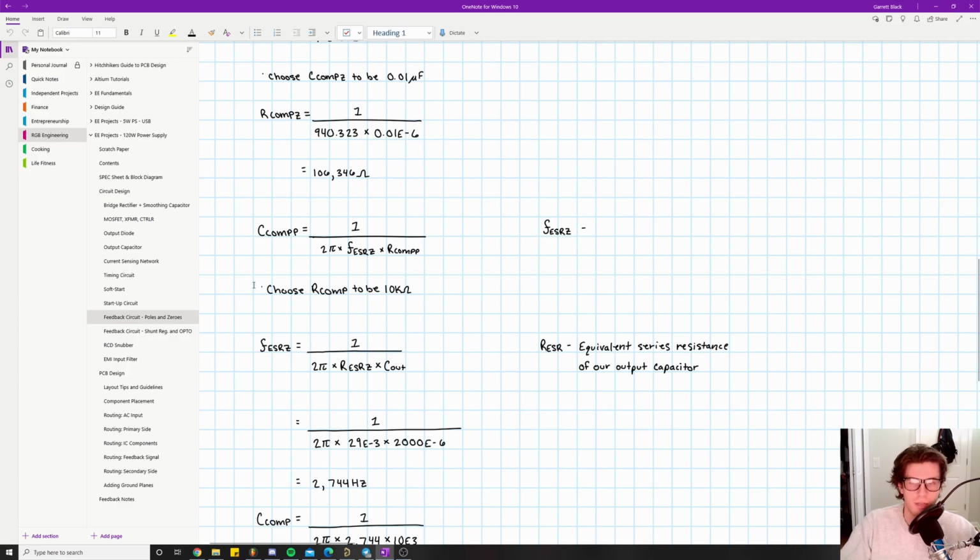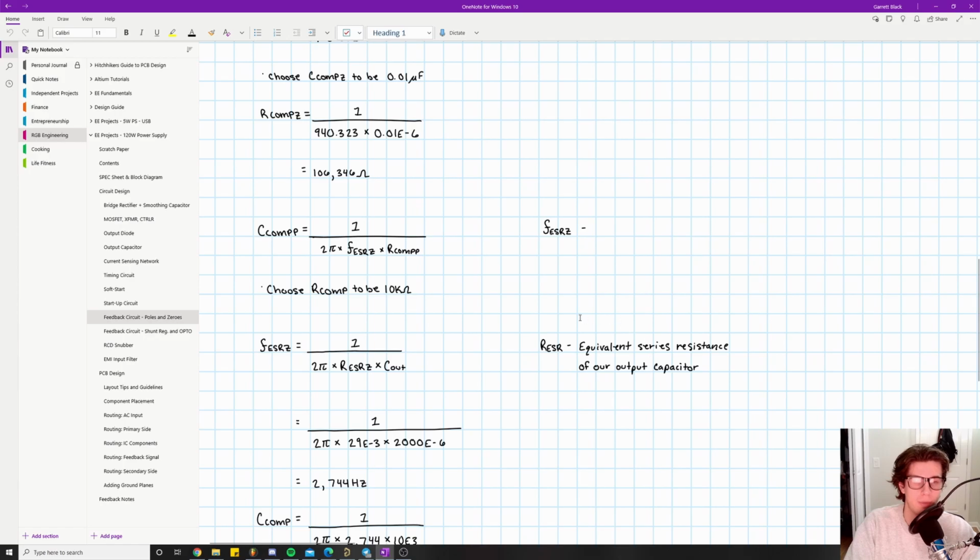Then again, the data sheet instructs us to arbitrarily choose a value, which we're not going to argue with. So choose R comp P, sorry, this should say R comp P, not R comp. It just says arbitrarily choose that to be 10 kiloohms. Then for F ESRZ, we have an equation: 1 over 2 pi times R ESR times C out. I think this should say R ESR. This is the equivalent series resistance of our output capacitor.